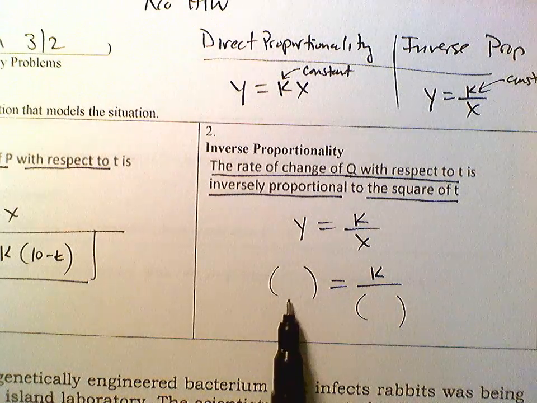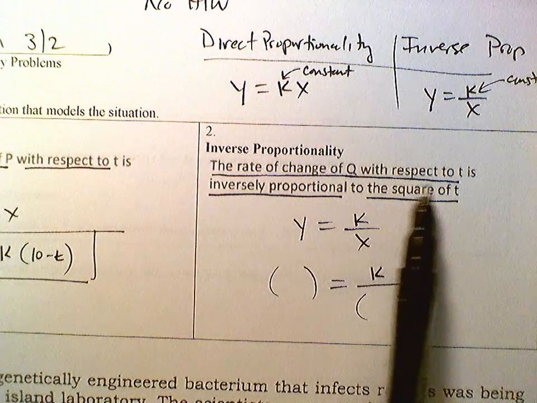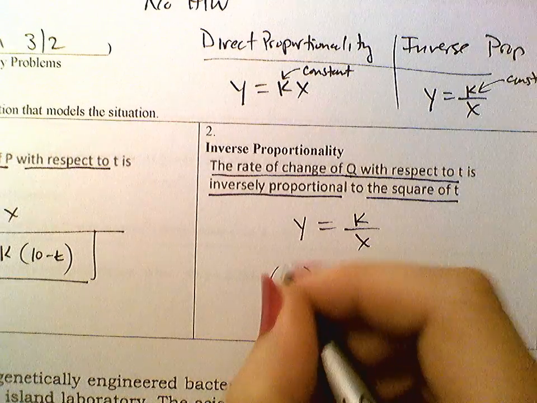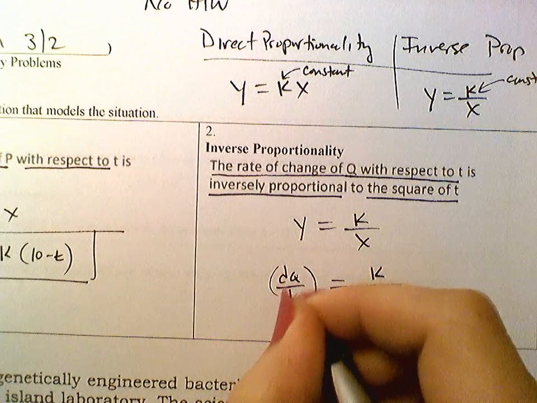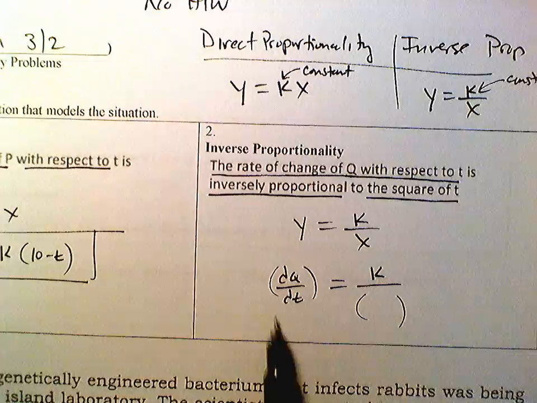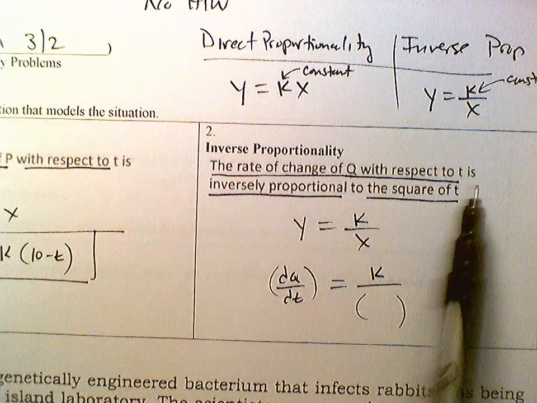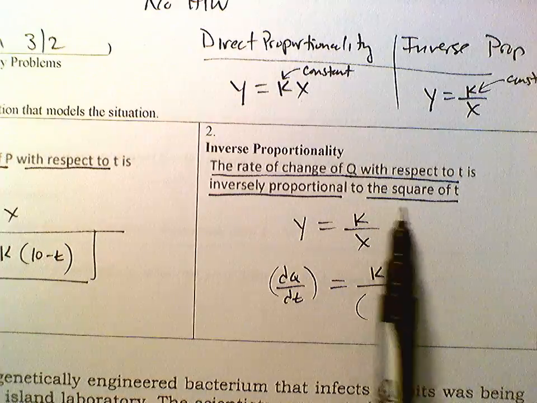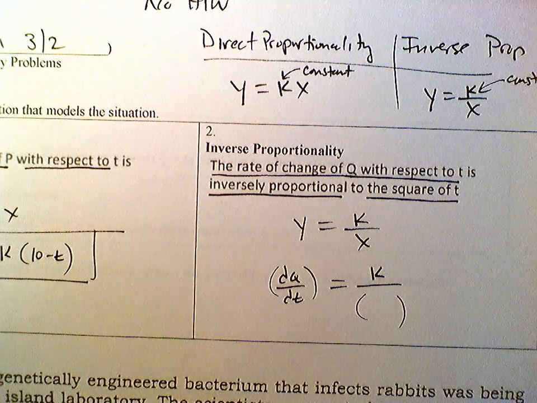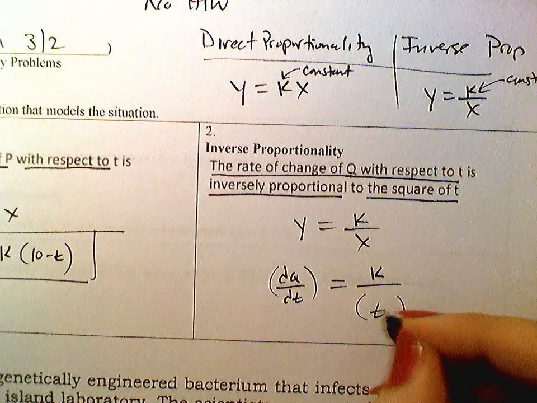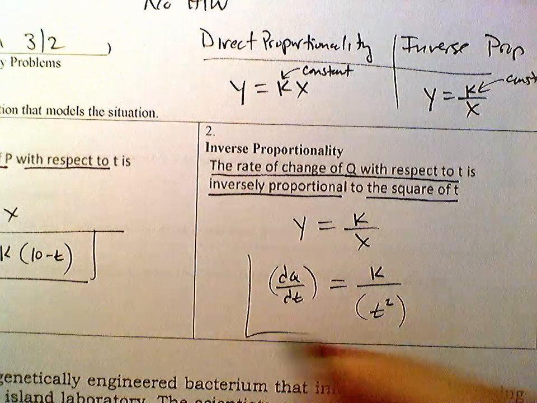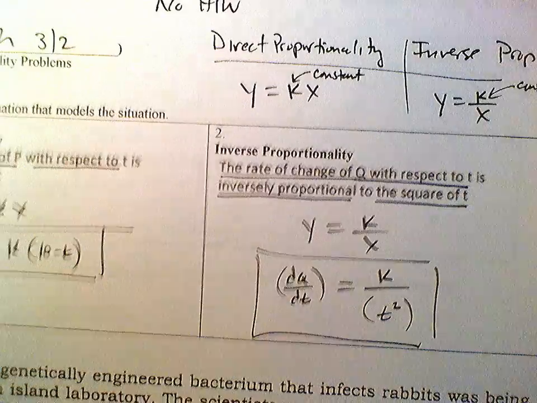So what goes in these blanks? The rate of change of q with respect to t, that's what would go here. So dq dt. So dq dt is inversely proportional to what? Is inversely proportional to the square of t. The square of t would be t squared. Okay, so that's how you would translate that.